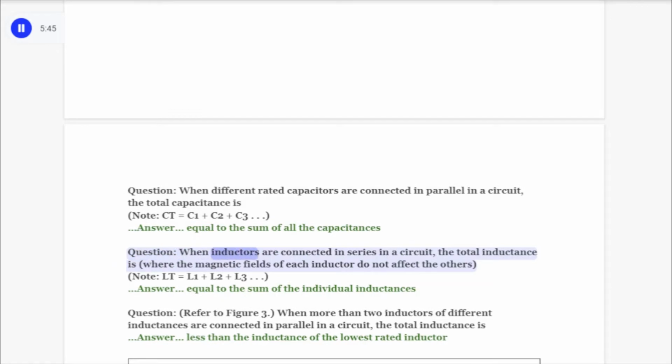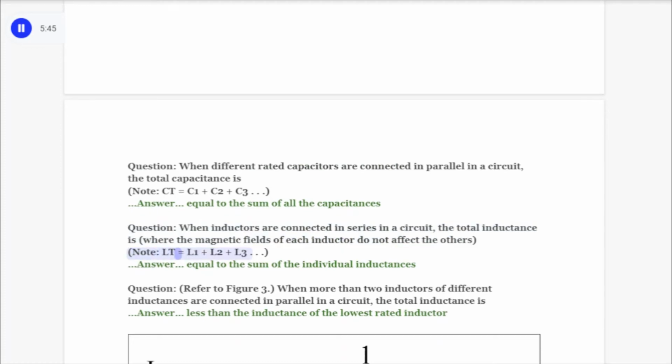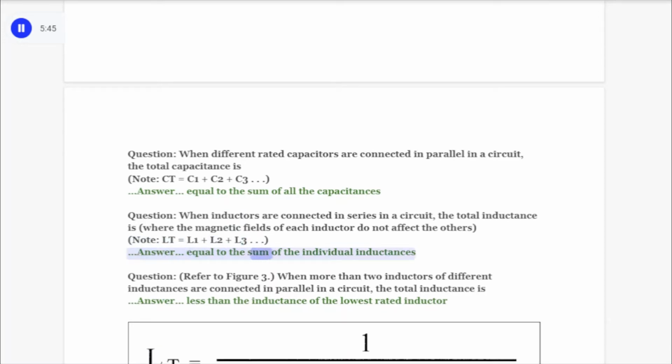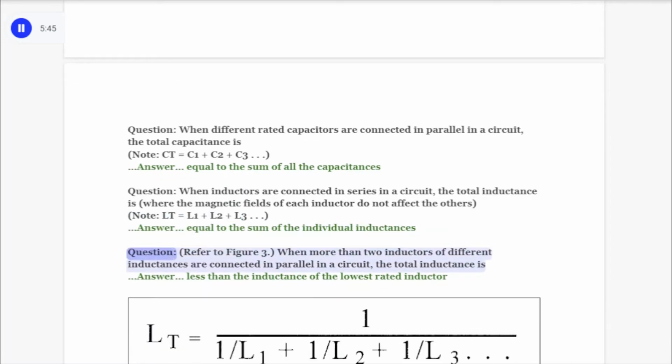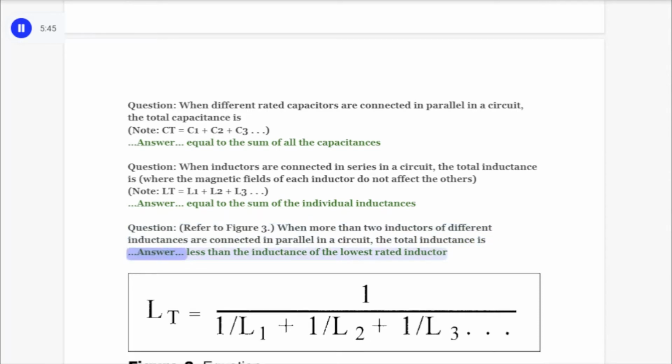Question. When inductors are connected in series in a circuit, the total inductance is, where the magnetic fields of each inductor do not affect the others. Note, LT equals L1 plus L2 plus L3. Answer. Equal to the sum of the individual inductances. Question. Refer to Figure 3. When more than two inductors of different inductances are connected in parallel in a circuit, the total inductance is. Answer. Less than the inductance of the lowest rated inductor.